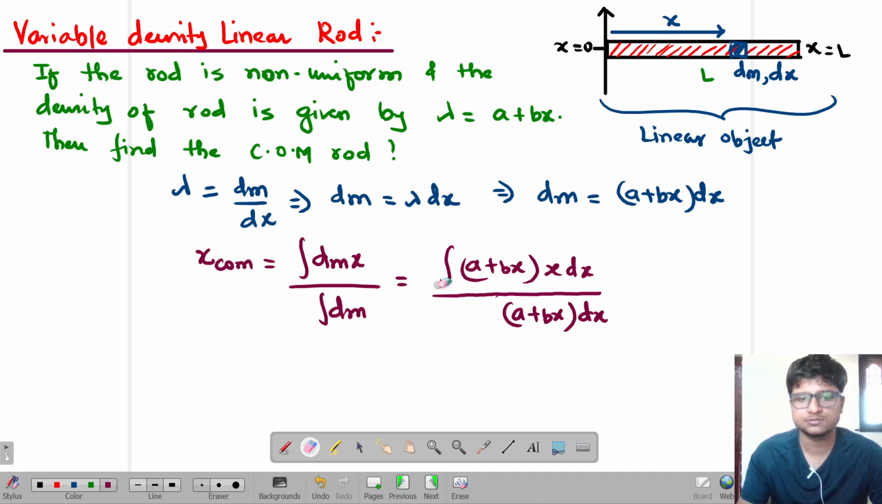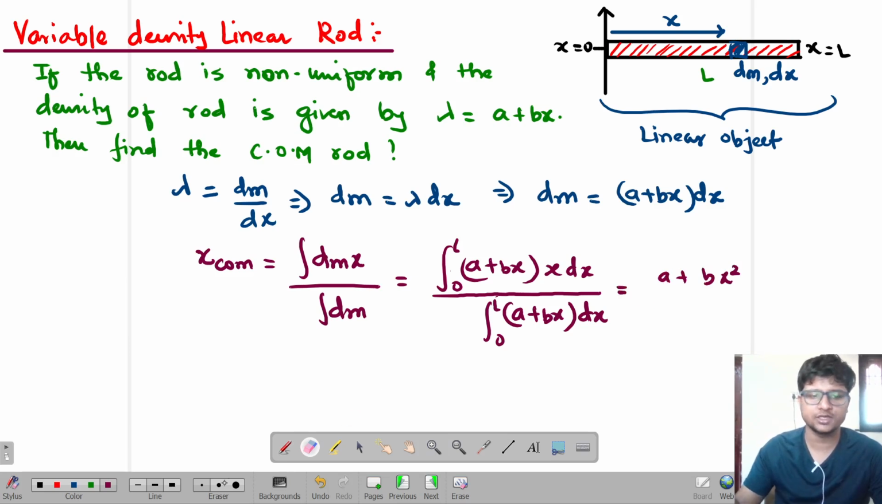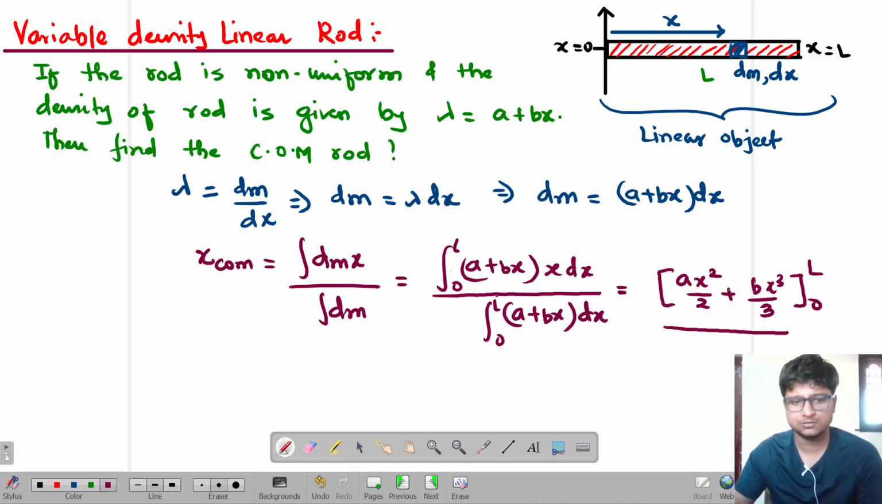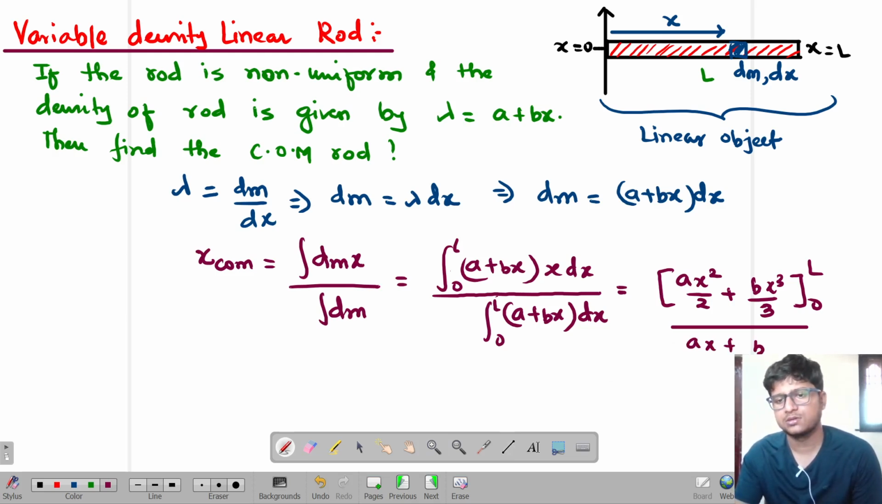0 to length L, because the whole system is varying from 0 to L. So what will I get? The integral of (a + bx) x dx, which becomes ax square by 2 plus bx cube by 3, both varying from 0 to length L, divided by the denominator term, which is easy: ax plus bx square by 2, 0 to length L.